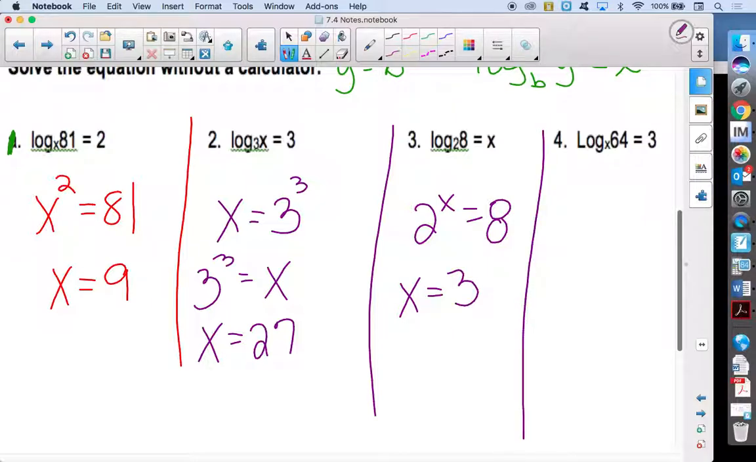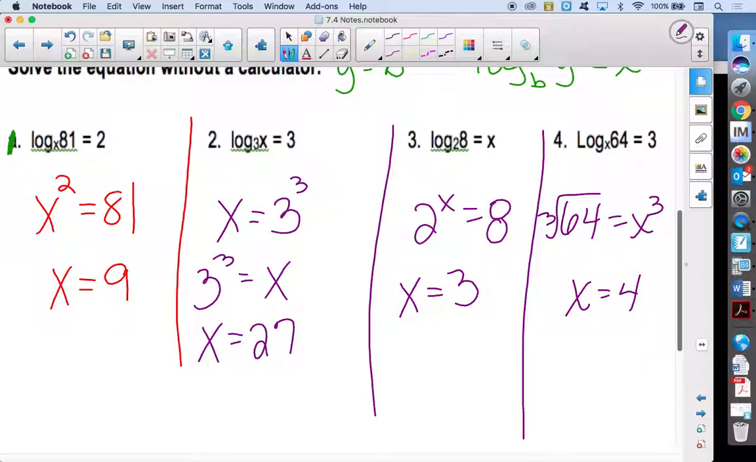And then the last one here, log base x of 64 equals 3. Mason, how would we rewrite that? x to the 3rd equals 64, and x is 4, because the cube root of 64 is 4. So those are, I think, a little easier to do because you're not really using that inverse fact. We're just trying to rewrite it in its opposite form and solve for x. Questions?